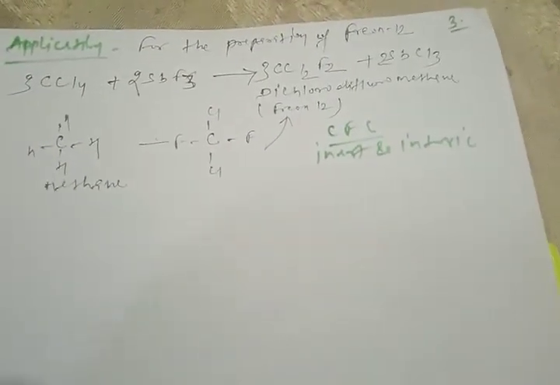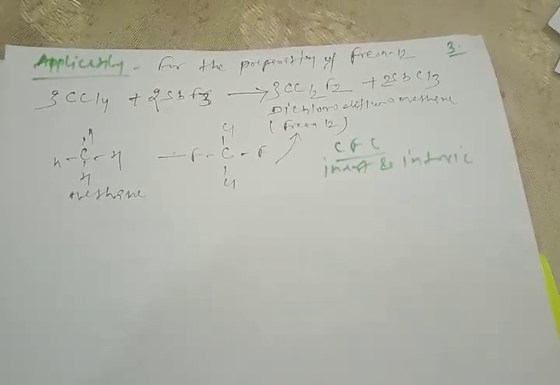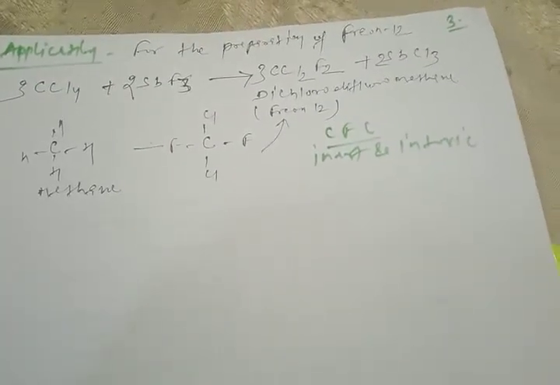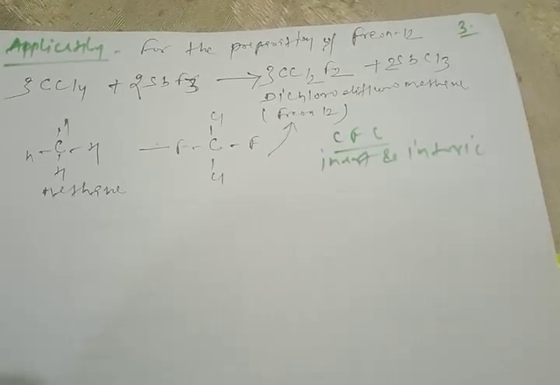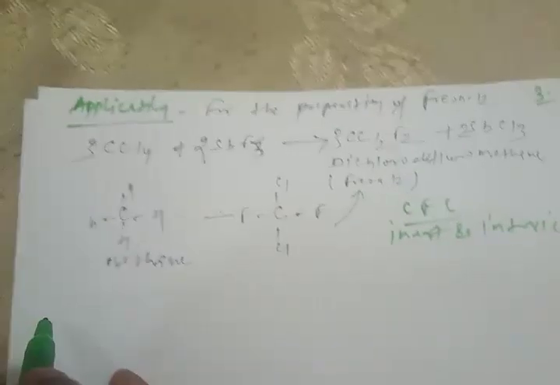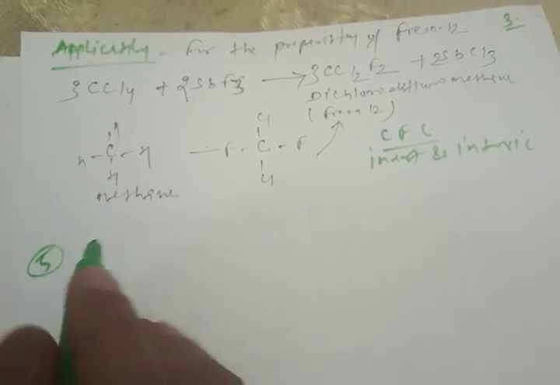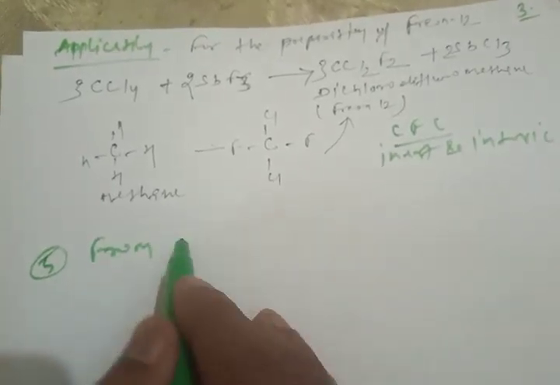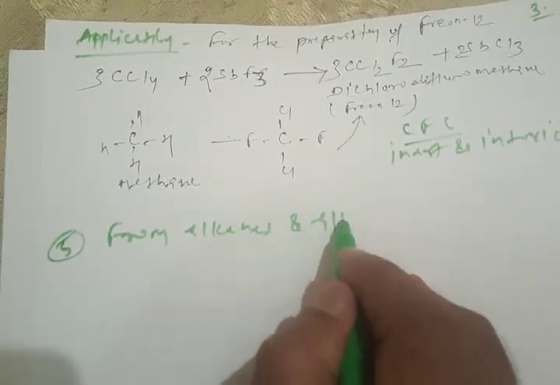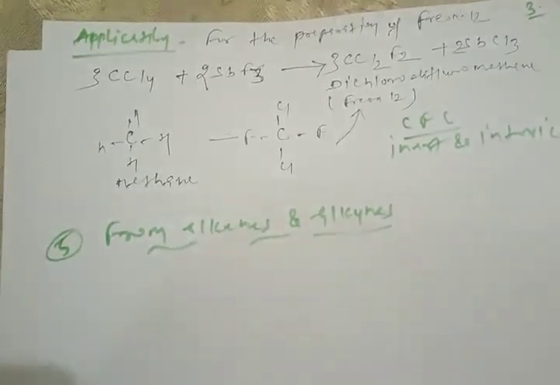So here we have completed the different methods for the preparation of alkyl halide. If we go for one more method for the discussion, we can go for that also. So very simple, I'm not going to discuss in much detail. This is from alkenes and alkynes, so this is the fifth method for the preparation of alkyl halide.